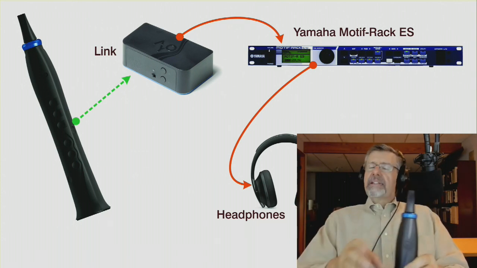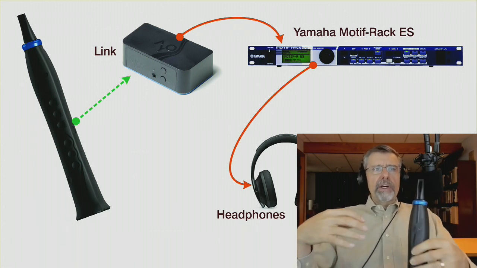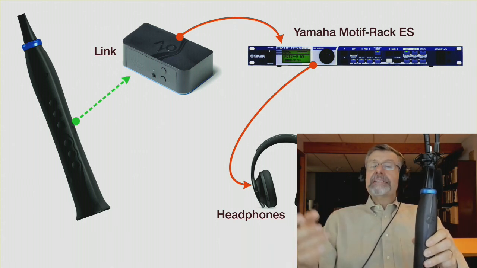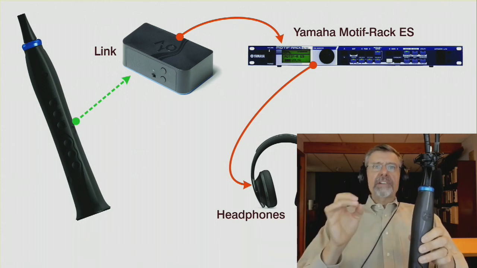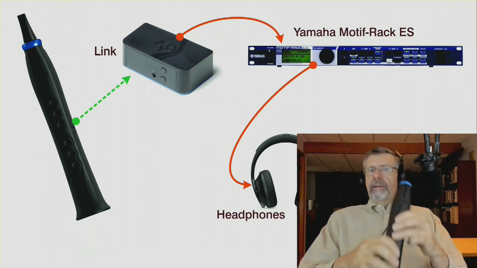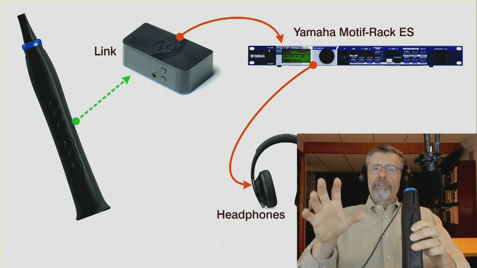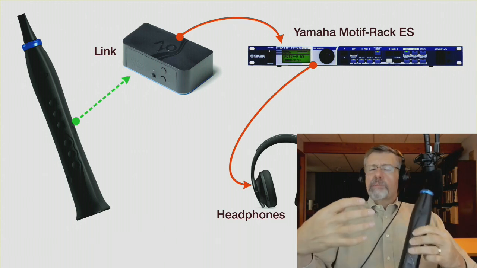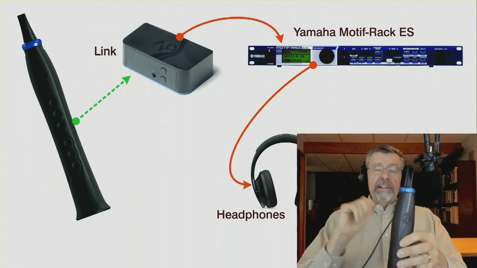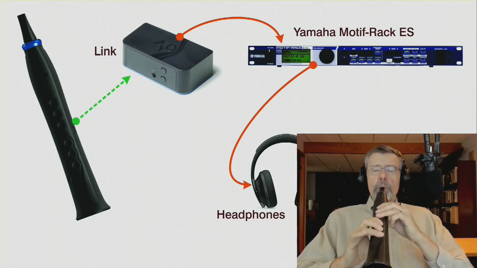The Motif-Rack ES takes MIDI data, its entire job is to take MIDI data and generate sound. And how it does it is completely different from the synthesizers we talked about. Synthesizers used oscillator waves and modified them. The Motif-Rack has recorded, high quality sound samples of real instruments. When I play the Sylphyo and generate MIDI data, the job of the Motif-Rack is to render its best approximation of the instrument that it has the sound samples for. I've dialed in the sound samples for a clarinet, and this is what it sounds like.